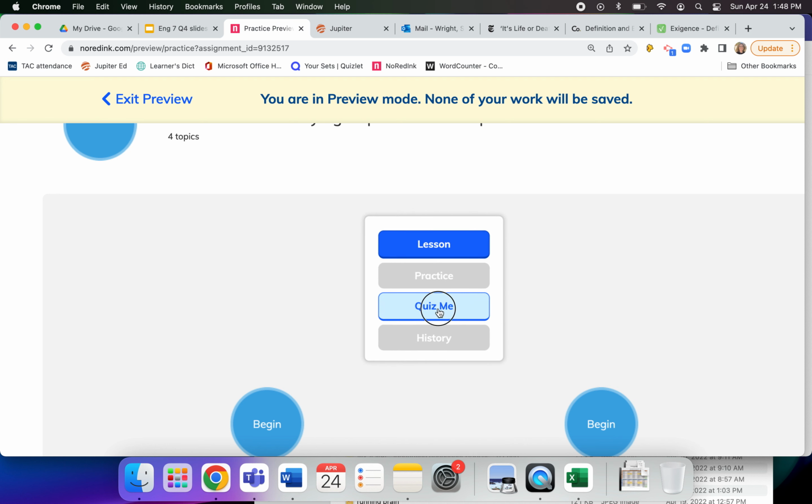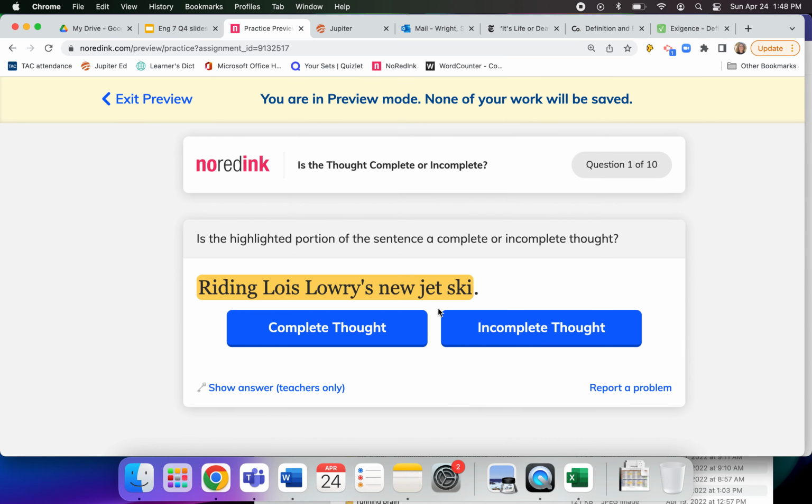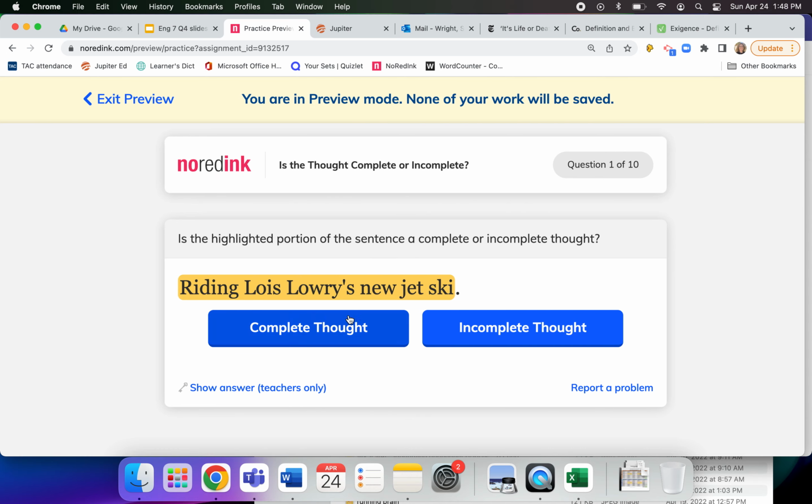Oh, it's not going to let me practice because I already tested out. So let's do the quiz me. All right. Is the highlighted portion of the sentence a complete or incomplete thought? Writing Lois Lowry's new jet ski. That's the author of The Giver. That's funny. So, what do you think? This is an incomplete thought. And why? Because it doesn't have all the parts that make a thought complete: a subject, a verb, and then an object. Like, who is writing Lois Lowry's new jet ski? Or what about that? So, that's an incomplete thought.